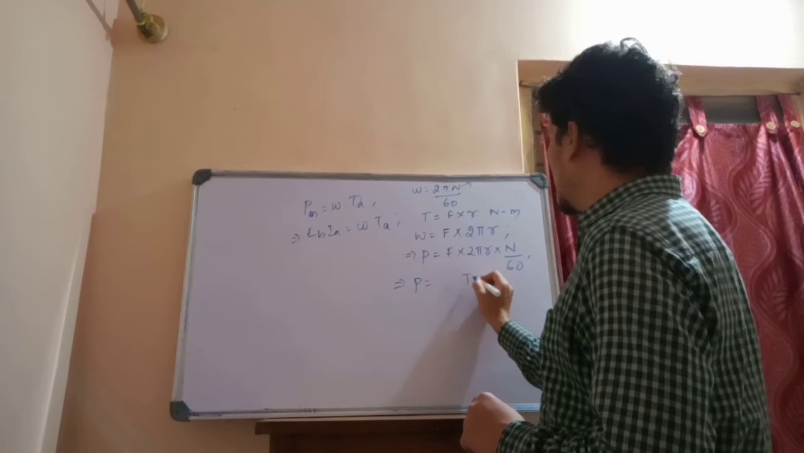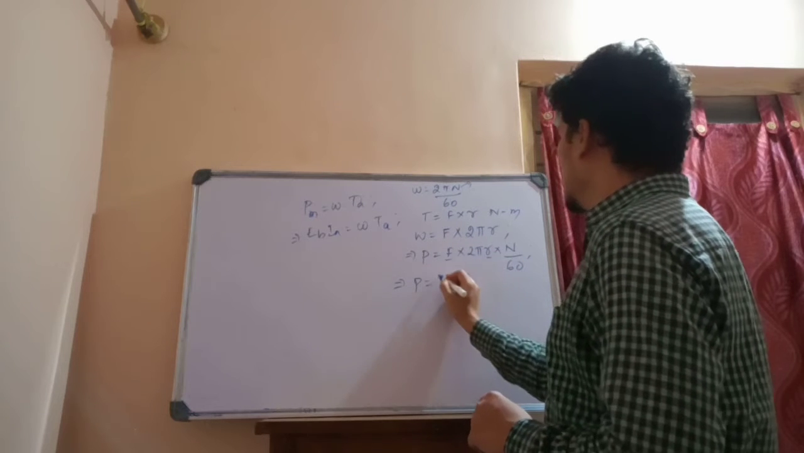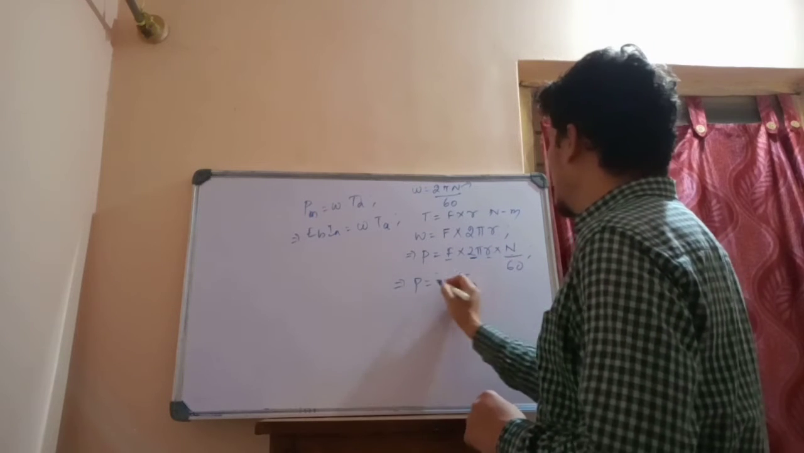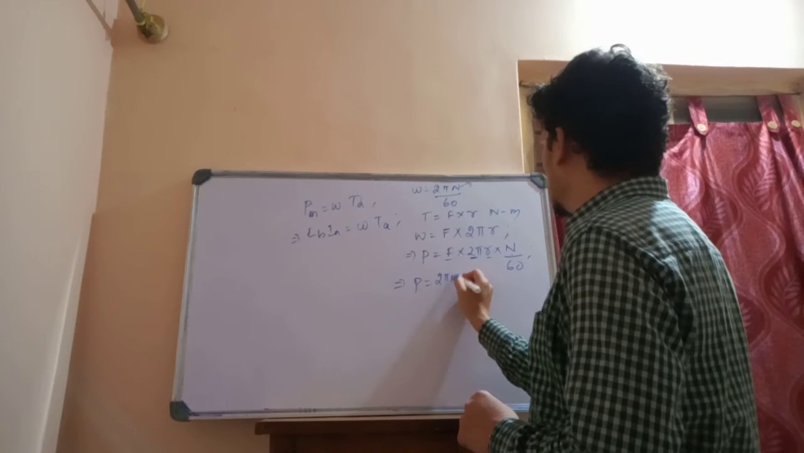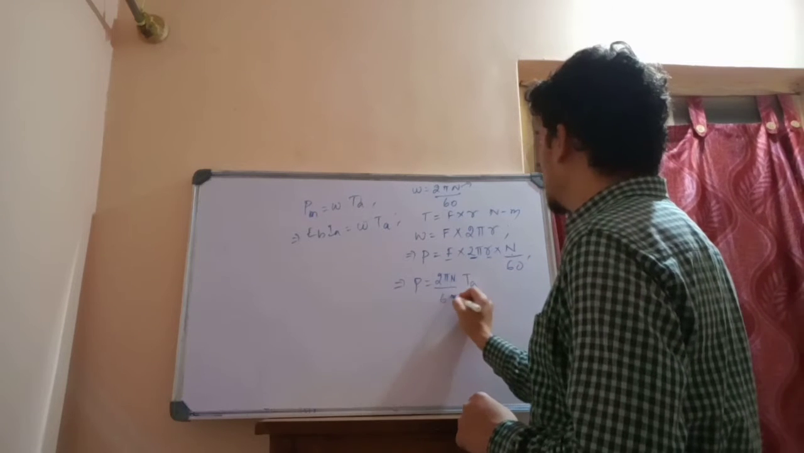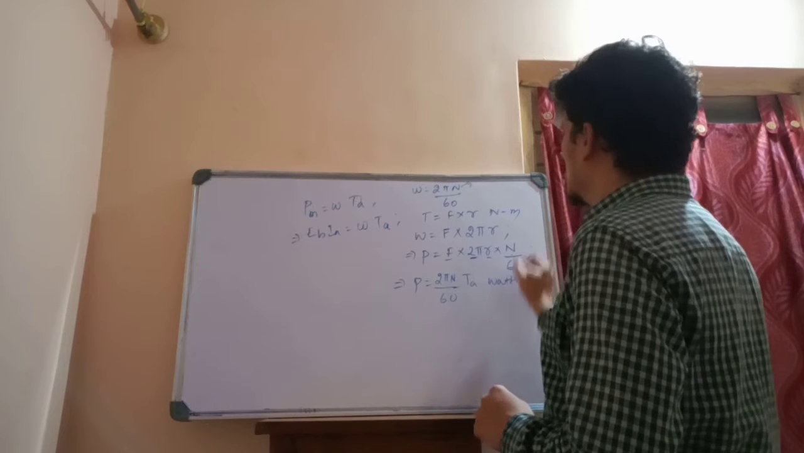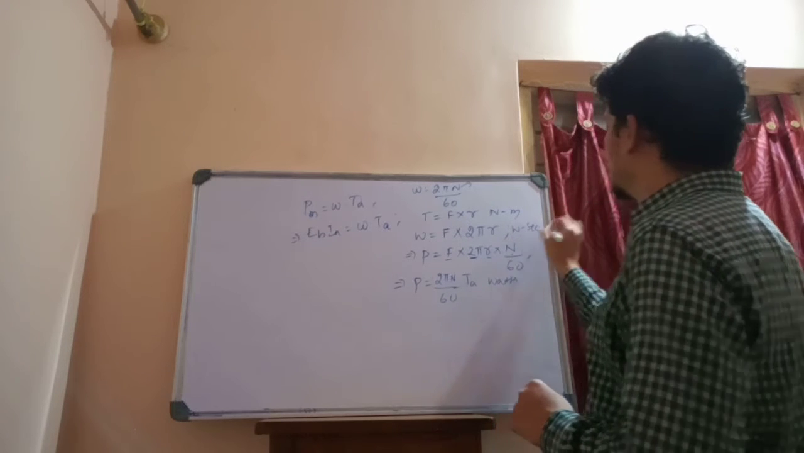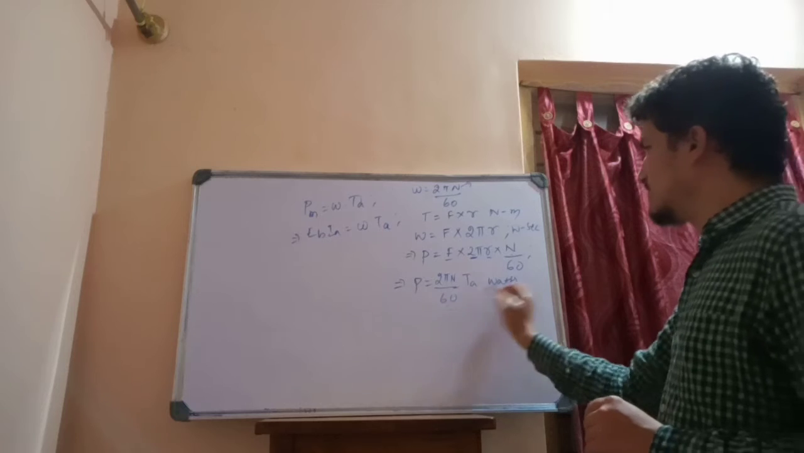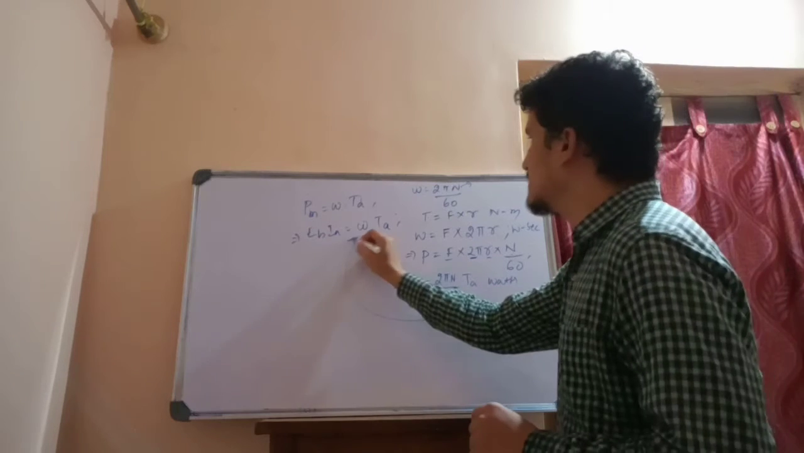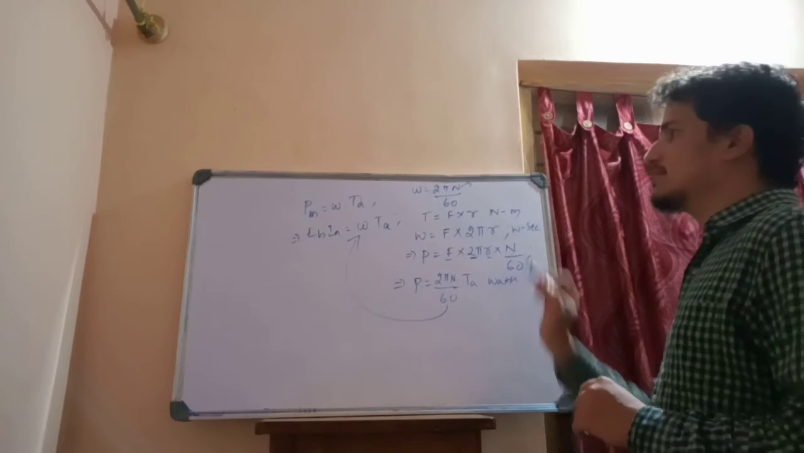Now, P is equal to F into R, which is TA, can I write? F into R, next 2 pi into N divided by 60, is equal to so and so watts. Work done per second is watts. So that's what I have written here. So this is omega into TA.